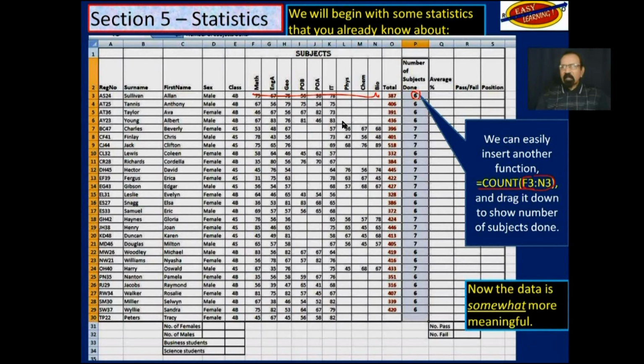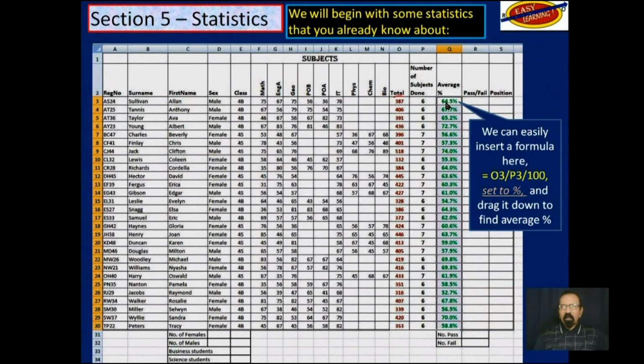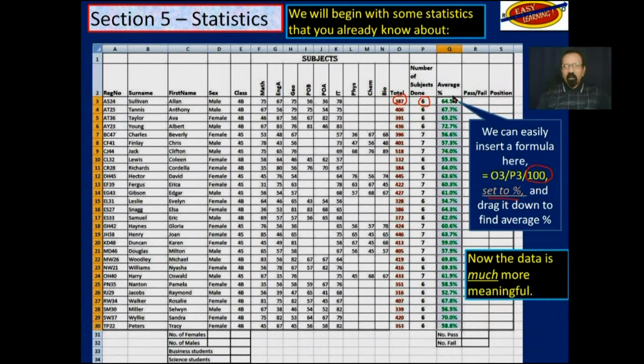And also that Beverly here did 7 subjects. It's a little more meaningful. Now we will find the average and get a clearer picture of what is happening with that 396 for 7 subjects and 387 for 6 subjects. We find the average percentage. So we now divide this by that, express it as a percentage, and to get these numbers here, you'd have to divide by 100. Now the data is much more meaningful because we have some information based on the data.